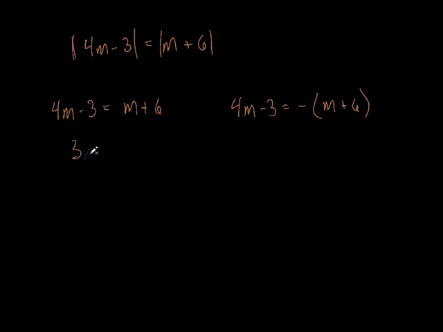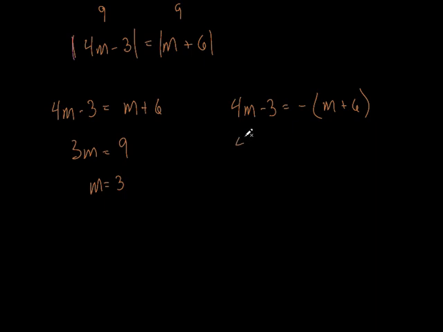Subtract an m from both sides, that's 3m. Add a 3 to both sides, that's 9. So m is 3. That's one possible solution. Let's just see if that actually works. Put a 3 in for this. 4 times 3 is 12, minus 3 is 9. Absolute value is 9. Put a 3 in for this. 3 plus 6 is 9. Absolute value is 9. Yep, that works, doesn't it?